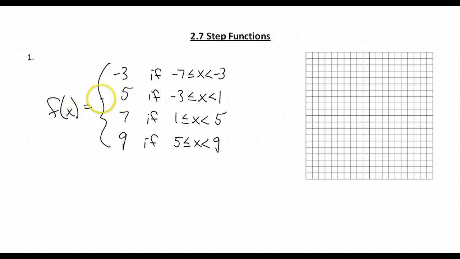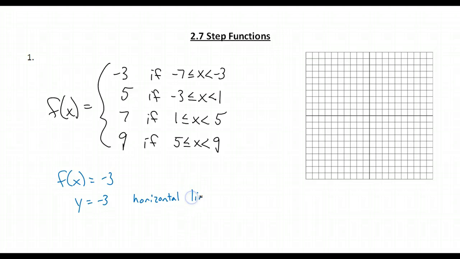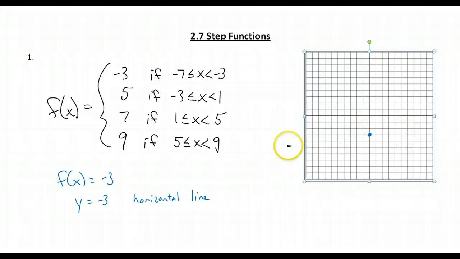If I look at the first function, f of x equals -3. F of x equals -3 is really y equals -3. And if I look at the equation y equals -3, I really have a horizontal line. So I want to graph the equation y equals -3. So I'm going to go 3 on the y-axis, and I'm going to connect all of the values where y equals -3, which gives me this horizontal line.